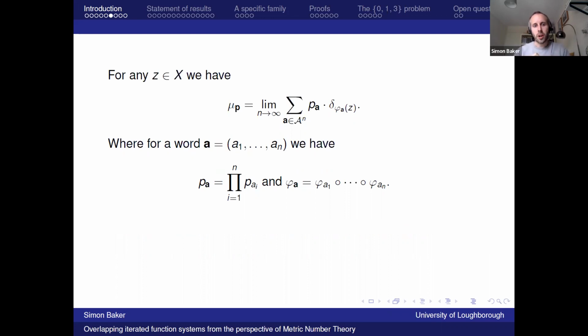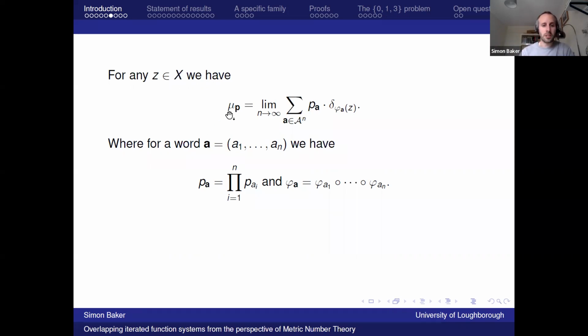It's very easy to show that if you were to fix a Z in your invariant set, and you were to look at all of its images under n-fold concatenations of the elements of the iterated function system, look at Dirac masses located at these images, weighted by certain probabilities, so this is just this expression I've written here, a collection of Dirac masses centered at these points with some weight, then the weak star limit of this measure, in fact, is equal to this measure mu p.